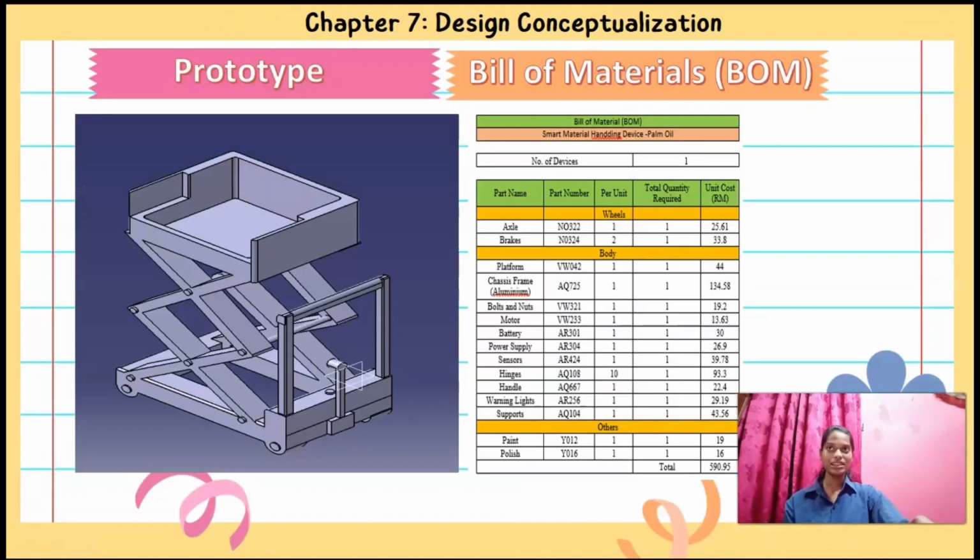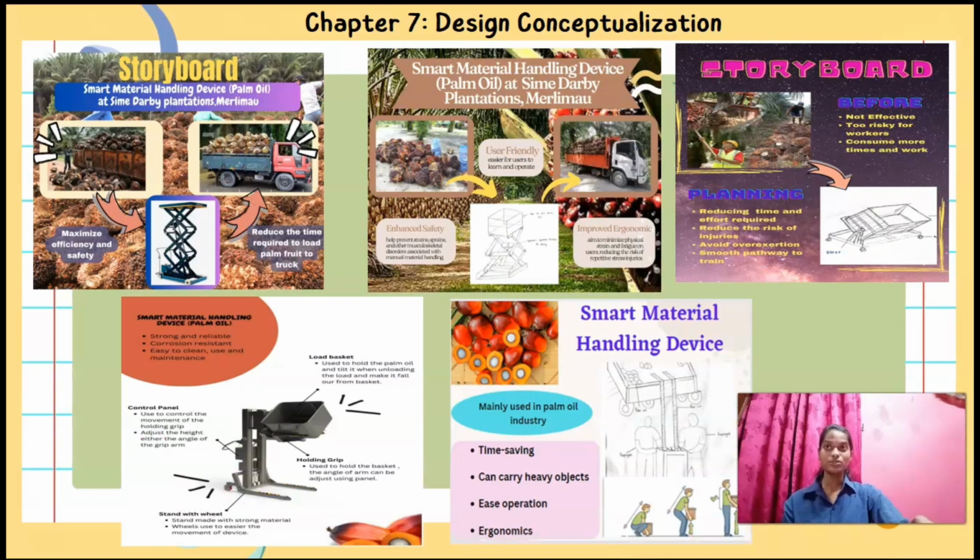This is the prototype that has been sketched using CATIA software, and here is the bill of materials we have done in a table form, which has part name, part number per unit, total quantity required, and also unit cost. So this is a storyboard which depicts our material handling device. So here are the storyboards that have been done by all the team members. So thank you.